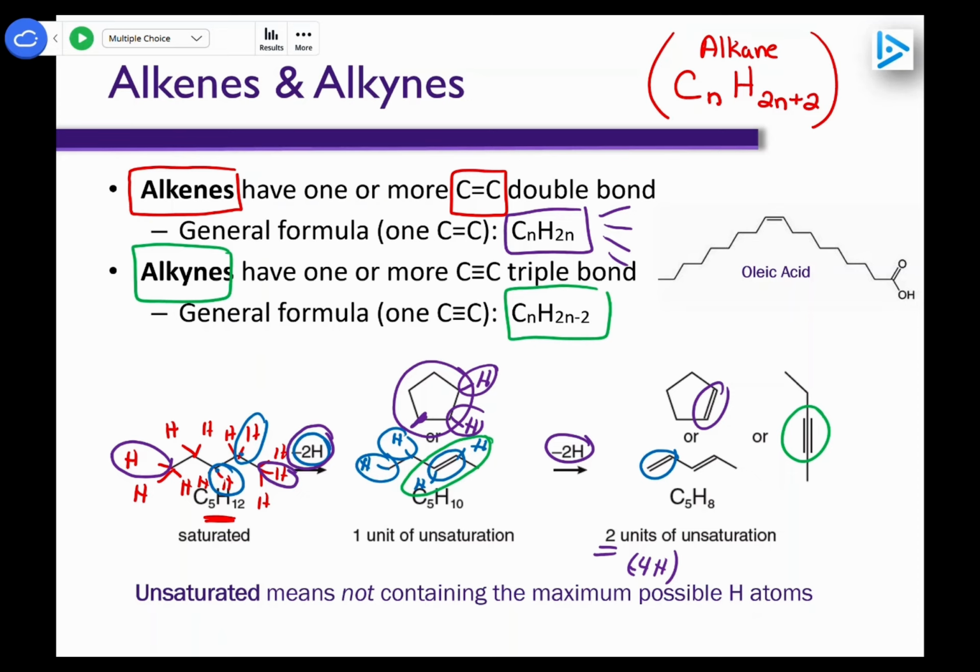Or maybe it's a double bond and a double bond. Or maybe a double bond and a ring. We can have multiple combinations of unsaturation. Unsaturation meaning we don't have it saturated with hydrogens. We don't have the maximum number of hydrogens compared to the number of carbons.